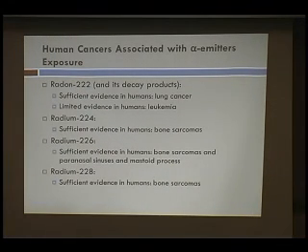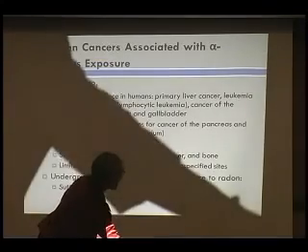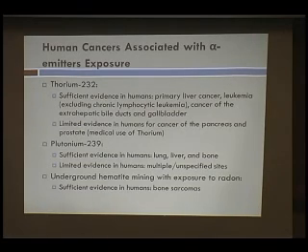So with the alpha emitters, radon 222, there's sufficient evidence in humans for lung cancer. That's pretty well established. 224, bone sarcomas. 226, bone sarcomas. And 228, also bone sarcomas. And again, these are also alpha emitters.